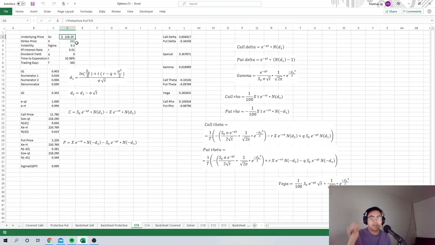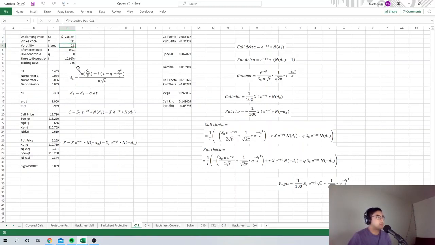Okay, so we've got strike price. That one you can't change. You can buy whichever strike price you want, but if you're writing the option, you control the strike price. No one controls the underlying price unless you control the market, which no one does.